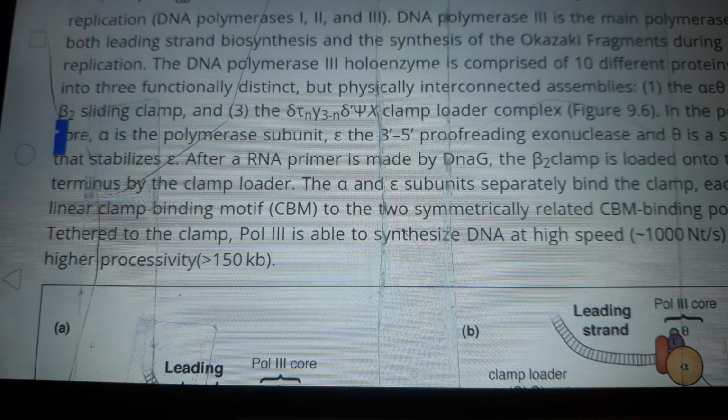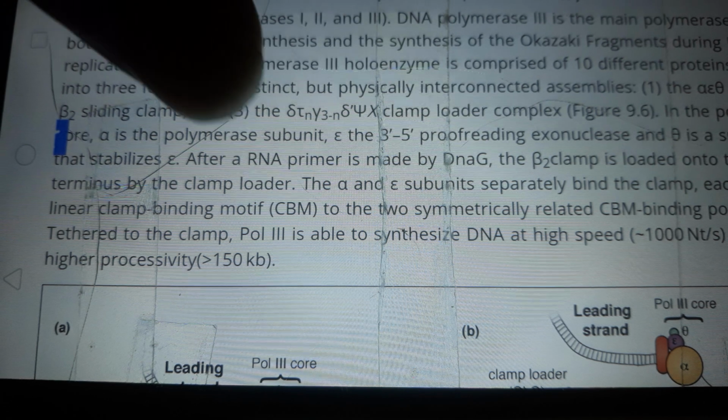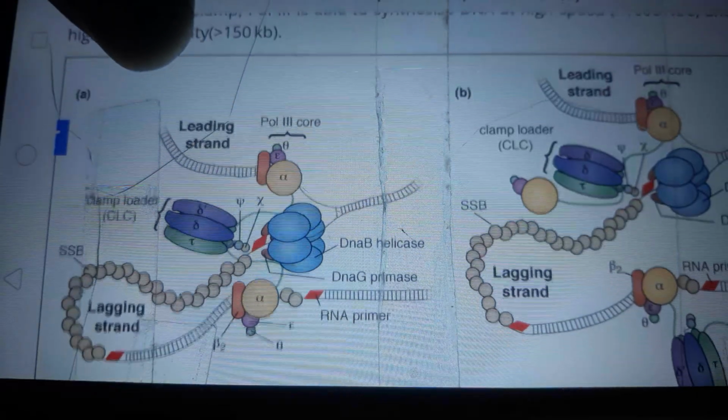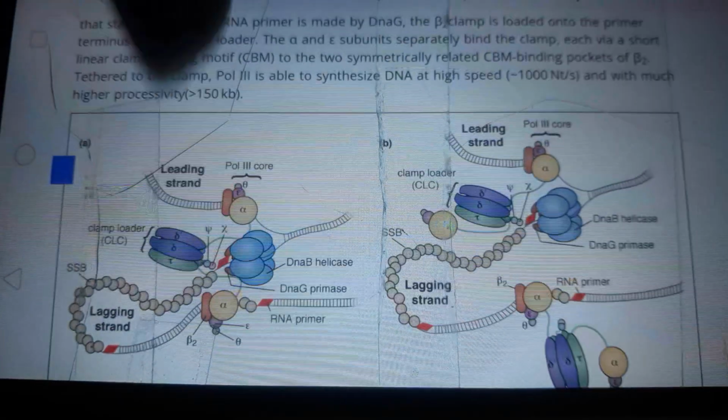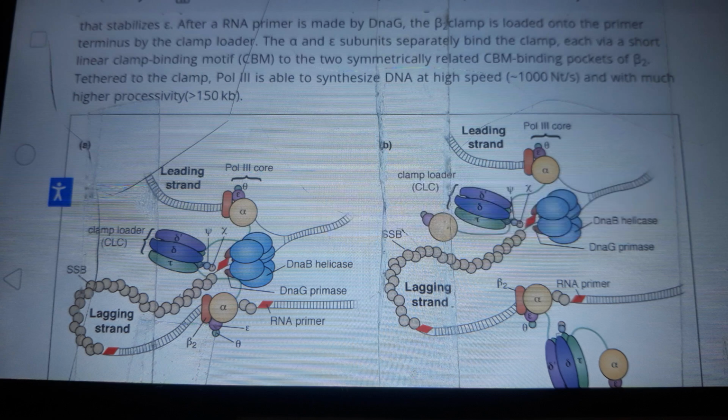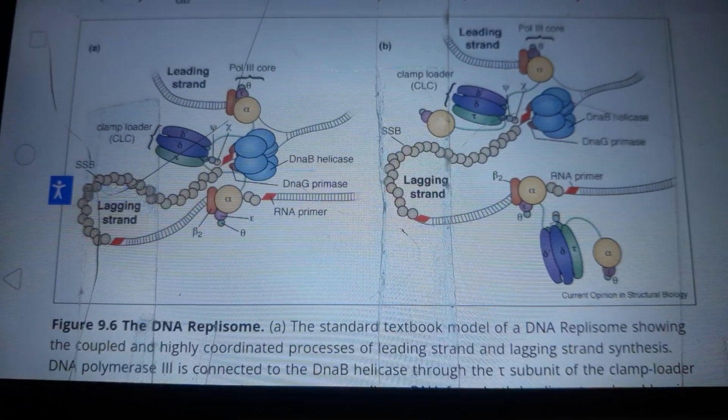Tethered to the clamp, Pol 3 is able to synthesize DNA at high speed, about 1000 nt per second, and with much higher processivity, greater than 150 kb. This is the diagram for that. Just note the diagram. It could be a great help to you. Take a screenshot and enumerate on that. The entire details are there, where you have the Pol 3 core, the clamp loader, lagging strand, and then the leading strand, and related details.